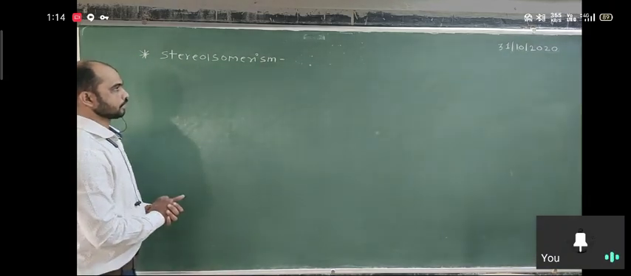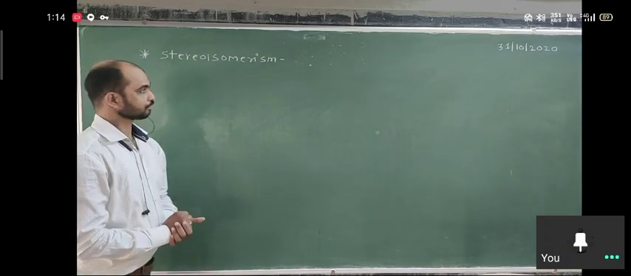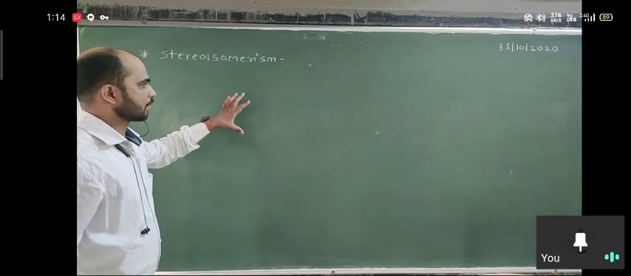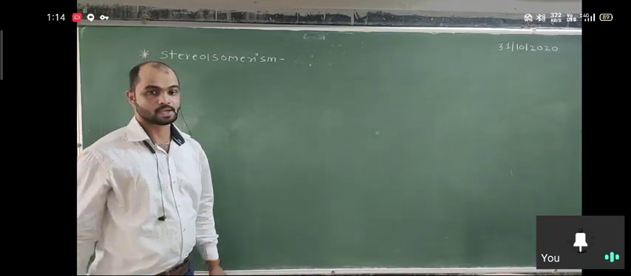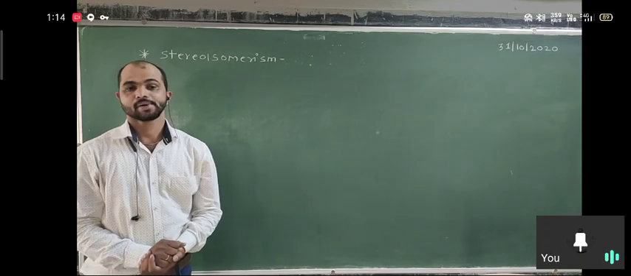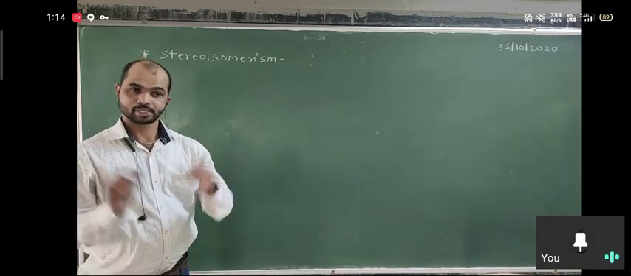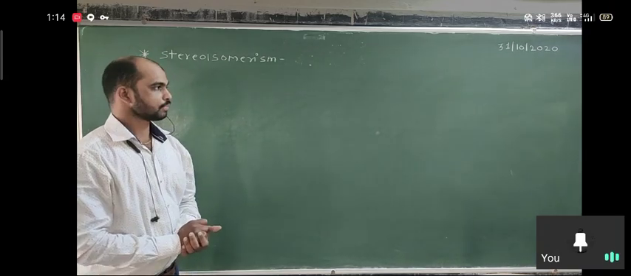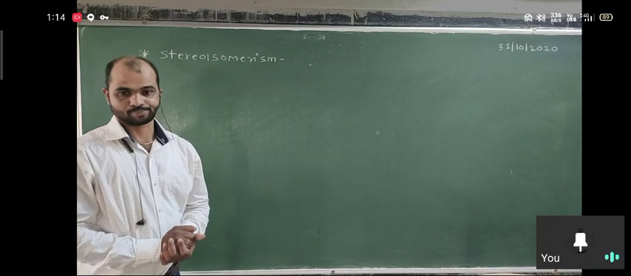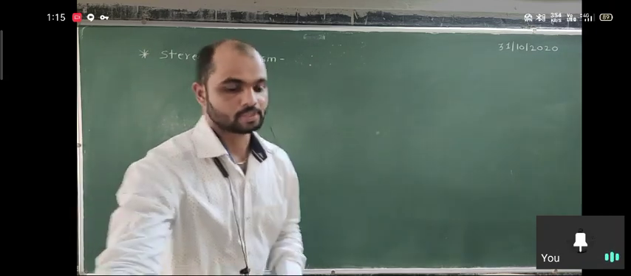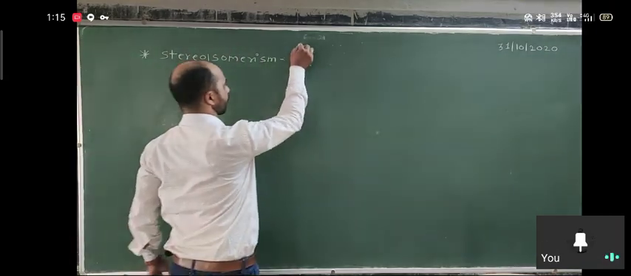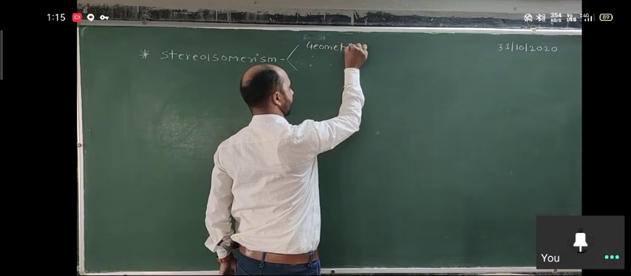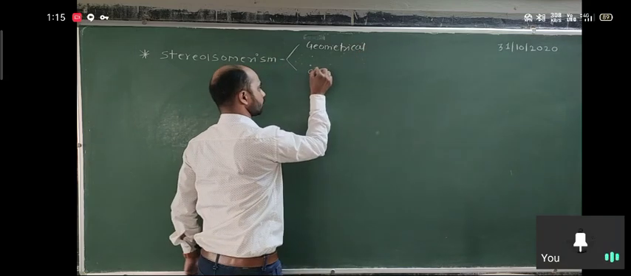So first we are going to start the stereoisomerisms. What is the definition of stereoisomerism? If a complex has some ligands, and the ligands are attached to the central metal atom or ion in space differently, this type of isomerism is called stereoisomerism or space isomerism. Okay, so we are going to discuss one by one. Basically stereoisomerism has two types, geometrical and optical.